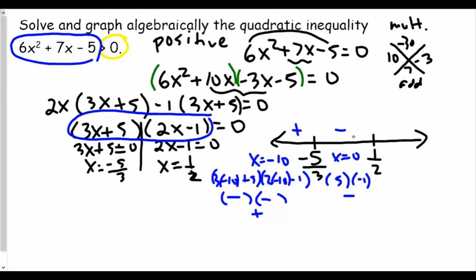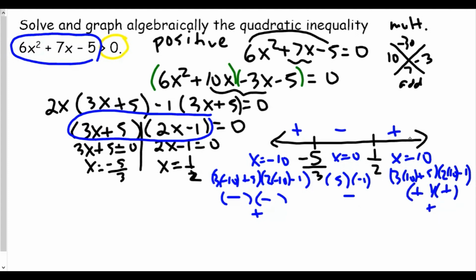Make sense? Hopefully. Now I pick a number to the right of 1/2. So I'm going to pick 10. Why 10? It's a big number. It doesn't matter if I pick 1, 2, 3, 4, 10, 20, 30, 40, 50, 100, 1,000, whatever. I'll get the same result. And so I plug in 10, and I get 3 times 10 plus 5 times 2 times 10 minus 1. Well, I get positive 35, and then 20 minus 1 is positive 19. So that's positive, positive. It gives me a positive result.